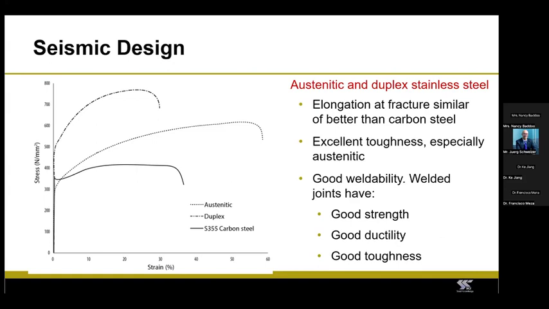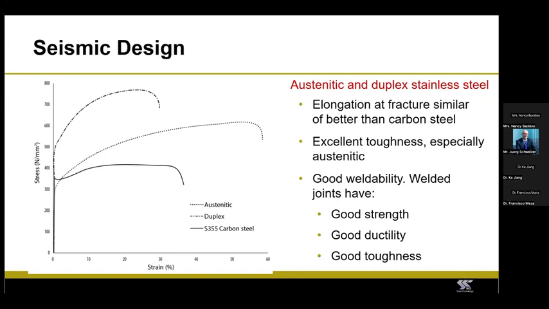Okay, so as I mentioned during the second webinar, stainless steel is at least as ductile as carbon steel. And as you know, this property is very important because during an earthquake, the energy that is induced by the earthquake is required to be dissipated through inelastic deformation of some key structural elements. So in this regard, austenitic and duplex stainless steel should have no issue meeting the ductility requirements which are given in the seismic codes.